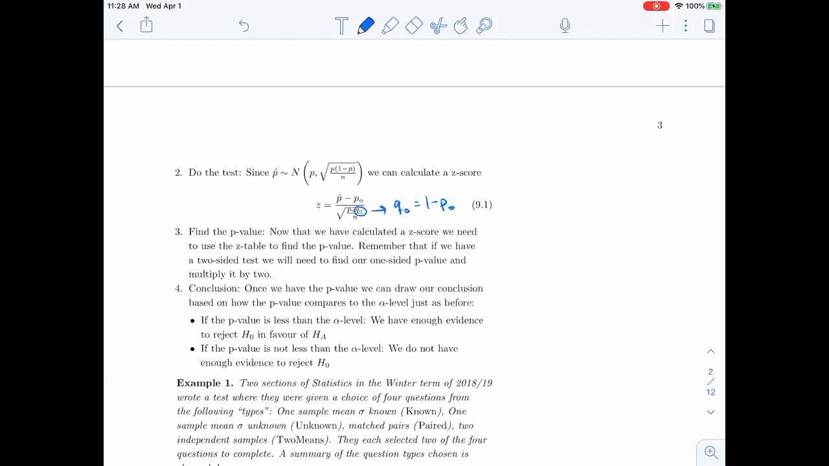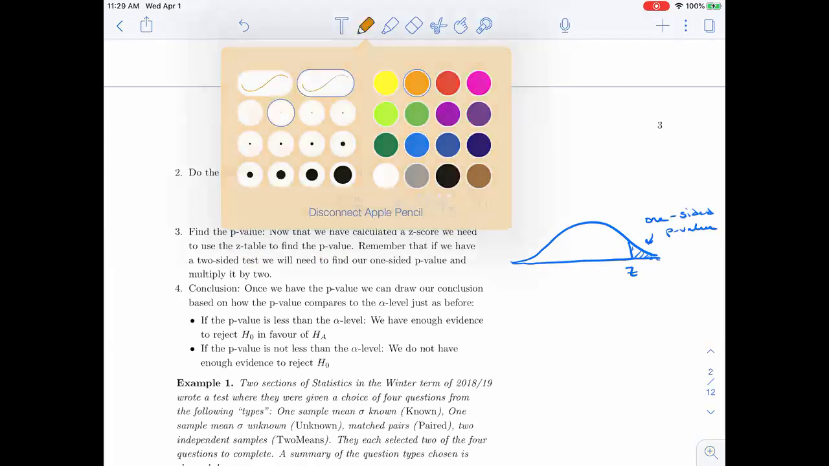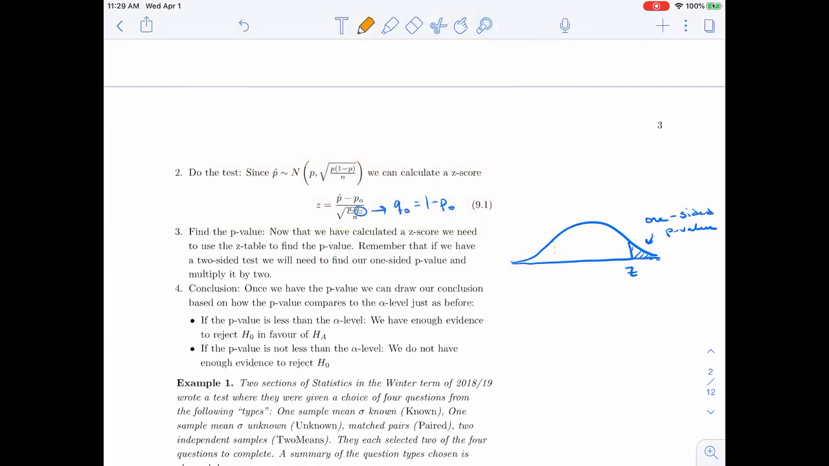So once we have a z, we're back to z tables and we can find the p-value. Here, what's important is that your calculated z might be up here. This area is your one-sided p-value. If you need a two-sided p-value, then you would replicate that over here.